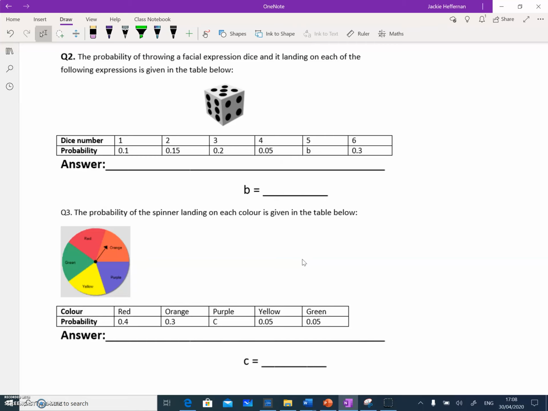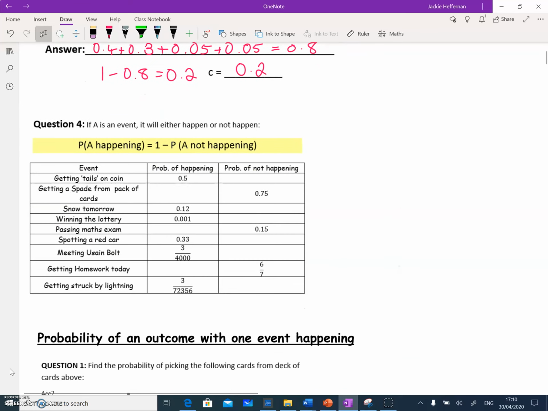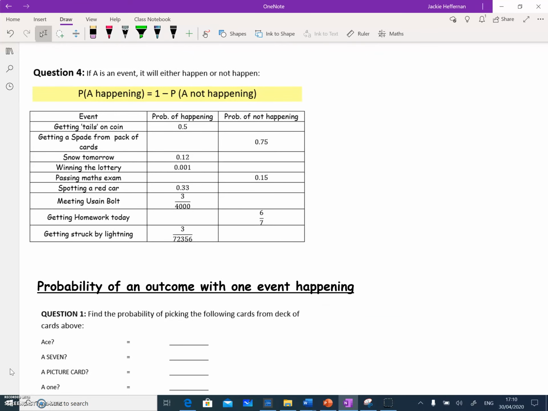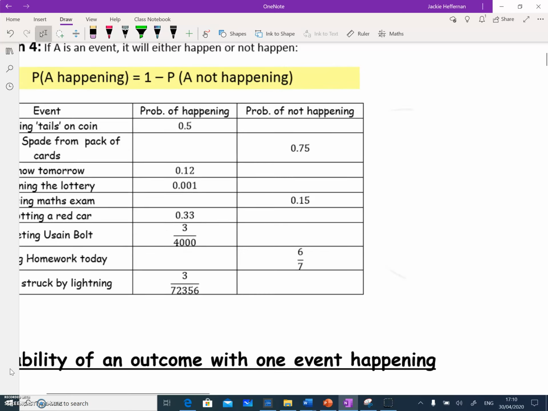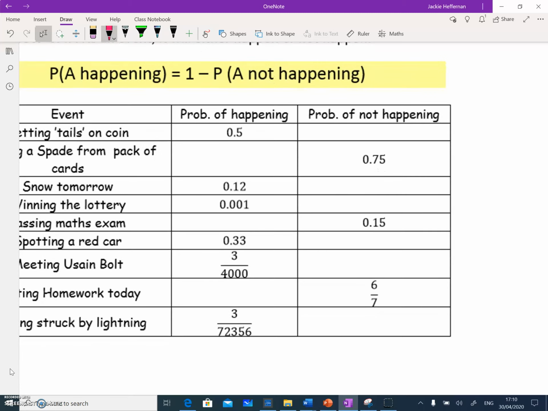Okay, the answers are going to go up now. Okay, question 4. In yellow, it just shows us the probability of an event happening is 1 take away the probability of it not happening. So for the example, the first one, the probability of getting tails on a coin is 0.5. So the probability that it won't happen is 1 take away 0.5, which is 0.5.